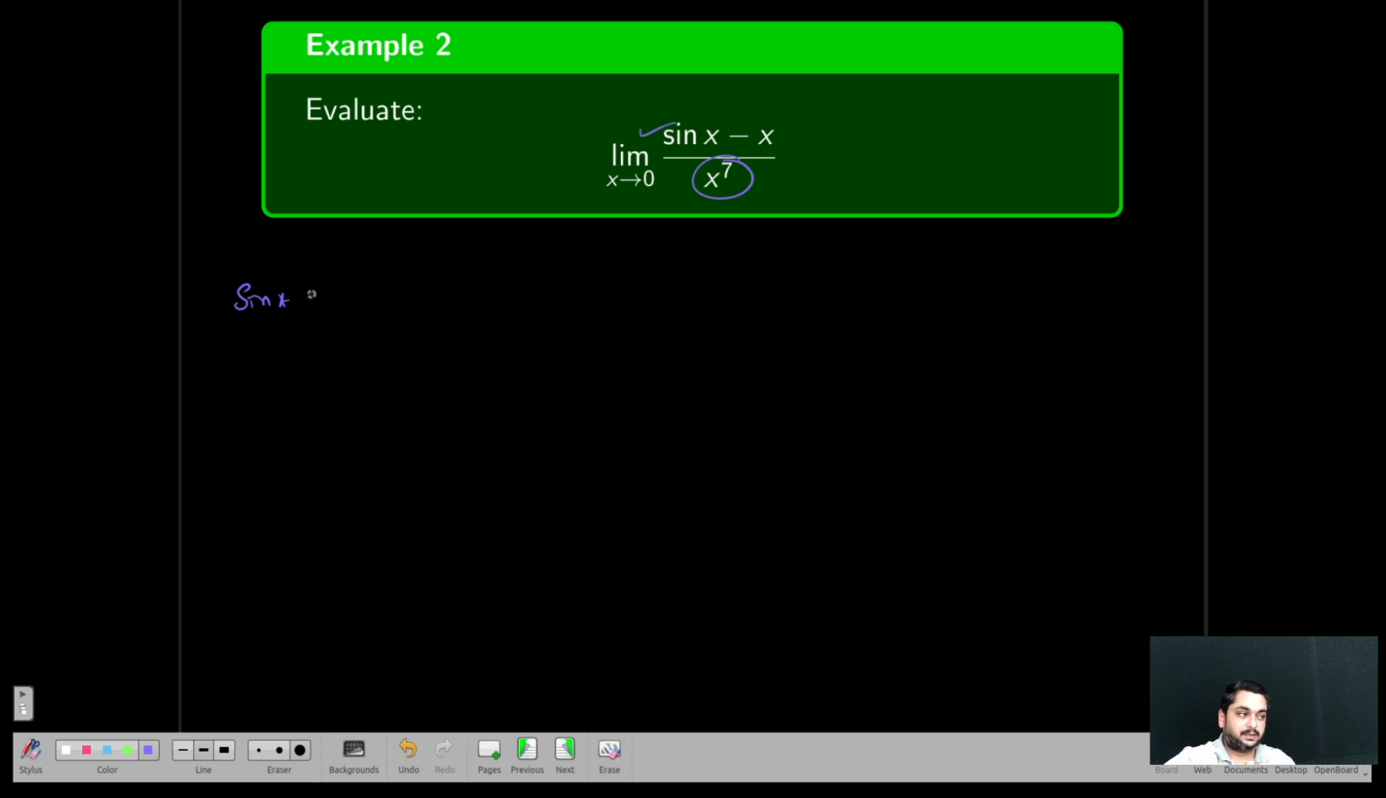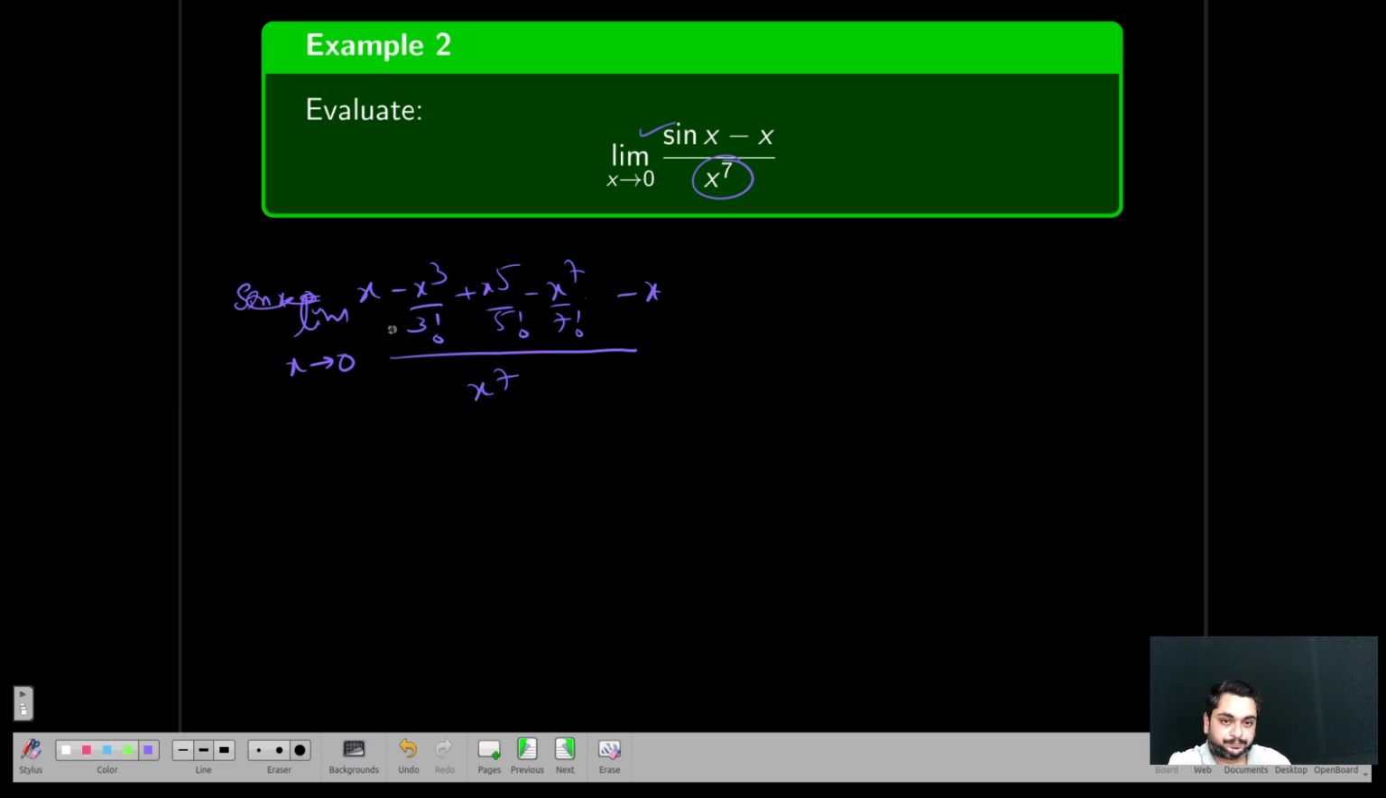Sin x can be given as what? It can be given as x minus x cube divided by 3 factorial plus x power 5 divided by 5 factorial minus x power 7 divided by 7 factorial. So till this term is sufficient for me. Here minus x. Okay. So this is limit x approaches 0, divided by x power 7.